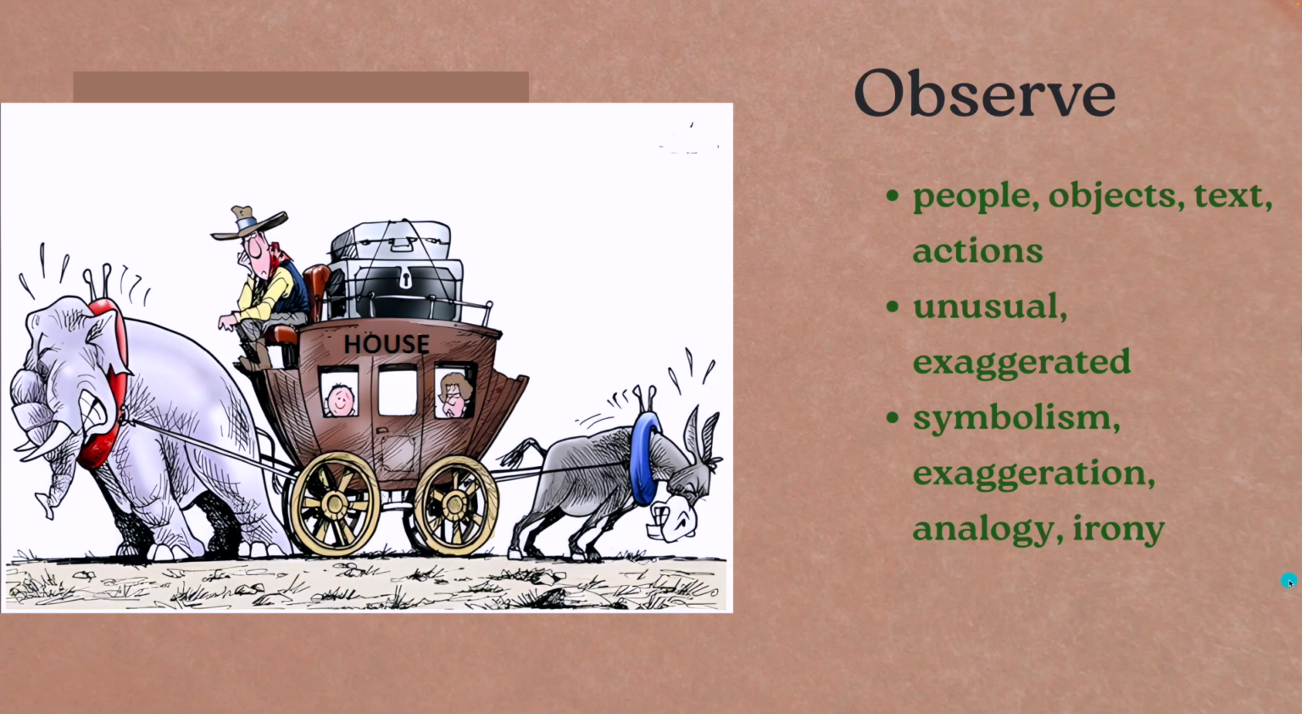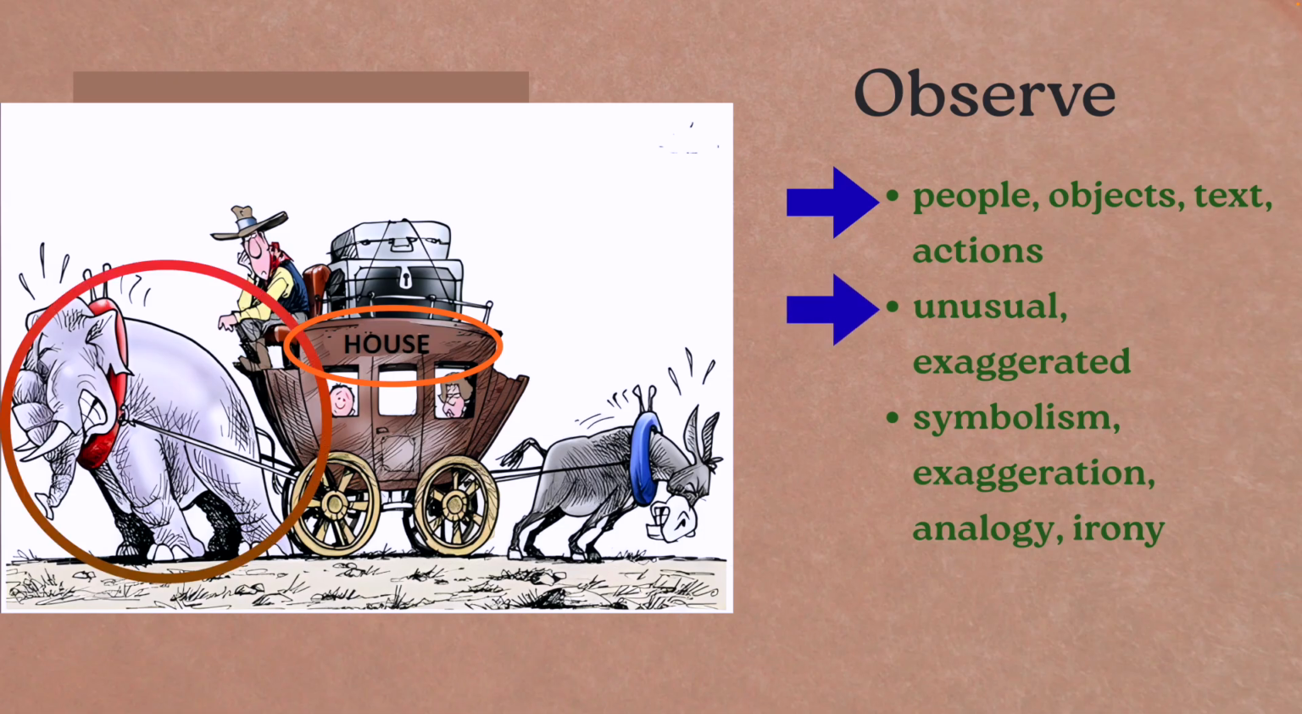In the first step, the learner identifies and describes people, objects, text, and actions in the cartoon. They look for anything unusual or exaggerated, as these elements may represent larger concepts, such as an elephant or donkey symbolizing a political party. The learner also examines the image for symbolism, exaggeration, analogy, or irony that can be inferred from what they see.